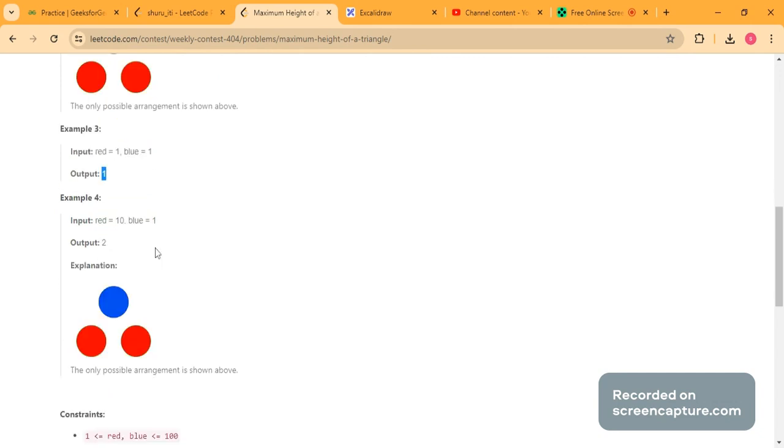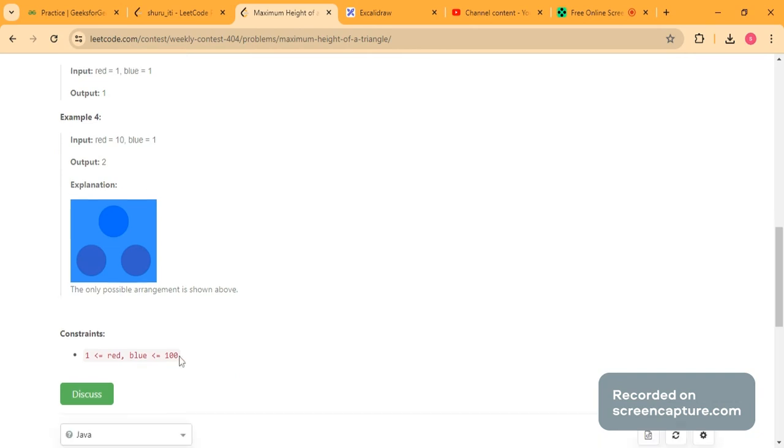If we are given 10 red balls and one blue ball, as the number of blue balls is just one, we can place it in the first row, and then in the next row we can only put two red balls. In the next row we need to place blue balls, but we don't have any, so the height of the triangle remains the same, that is 2.